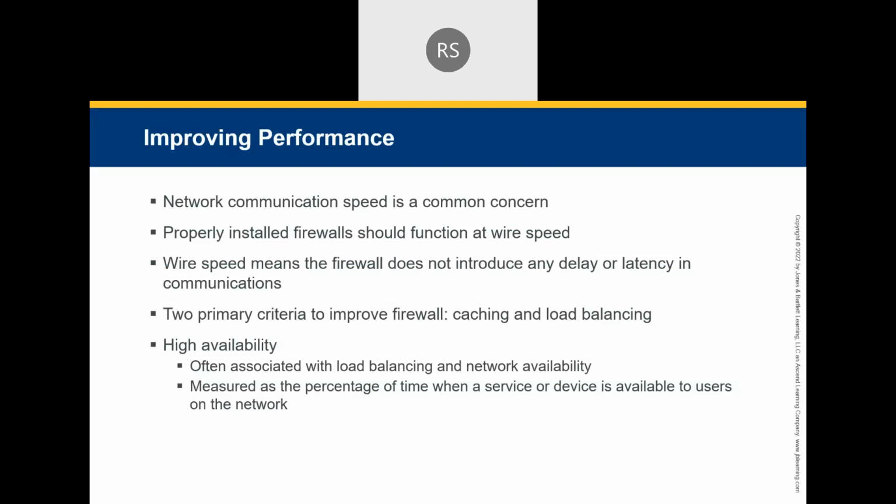Now, some criteria for improving the firewall are caching and load balancing. You implement caching mechanisms to significantly enhance the firewall's performance. This involves storing frequently accessed data or responses, reducing the need to repeatedly process identical requests. Load balancing distributes network traffic across multiple servers or resources, ensuring a more even distribution of the workload. So this prevents any single firewall device from becoming overloaded.